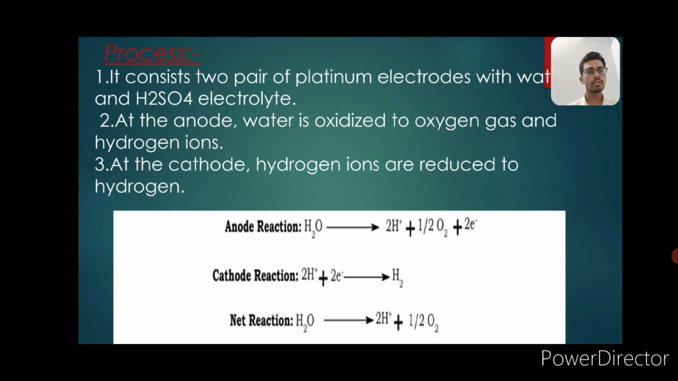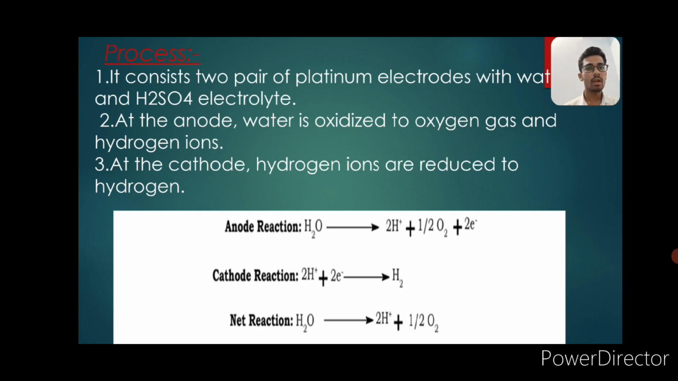At the anode end, water is oxidized to oxygen gas and hydrogen ions. At the cathode end, hydrogen ions are reduced to hydrogen. This is the reaction in the electrolysis process.